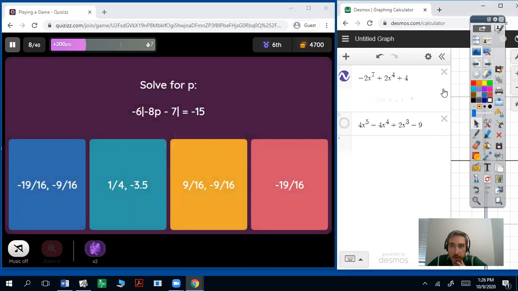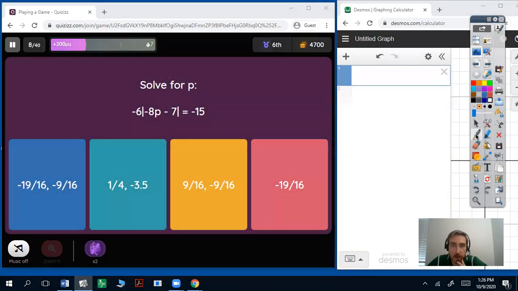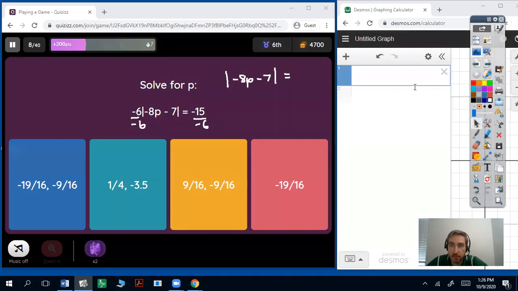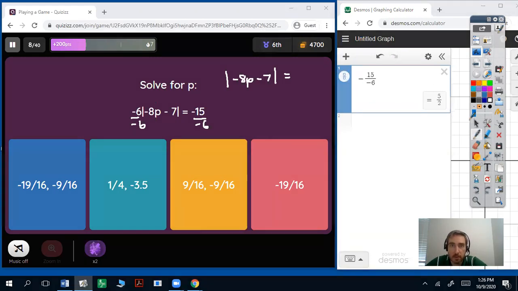All right, we've got an absolute value equation. We'll solve this by hand, and we'll check it with the graph. For absolute value equations, you want to divide both sides by the -6. Get rid of that coefficient out there. So the absolute value of -8p minus 7 is equal to -15 divided by -6, which is 2.5. Or you can reduce that to 5/2, your choice. Let's keep that at 2.5, make it easy.